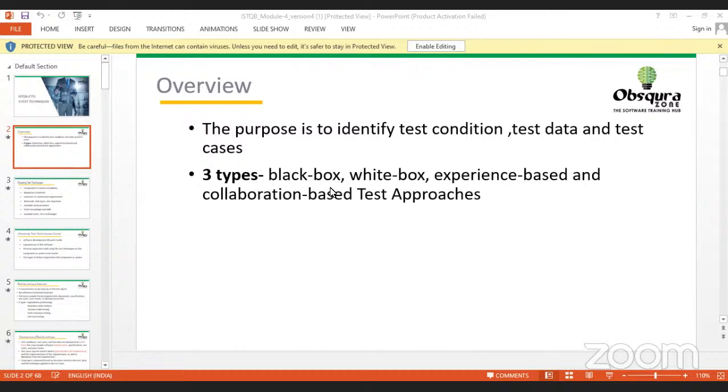Now the purpose is to identify the test condition, the test data, and the test cases. That is the main purpose of the test techniques. The whole module is divided into three parts basically: black box, white box, and experience-based and collaboration-based test approaches. The more important, higher weightage topics here are black box and white box testing techniques.